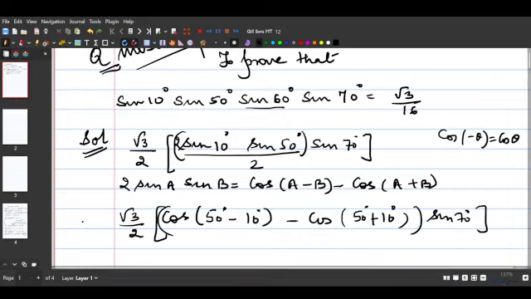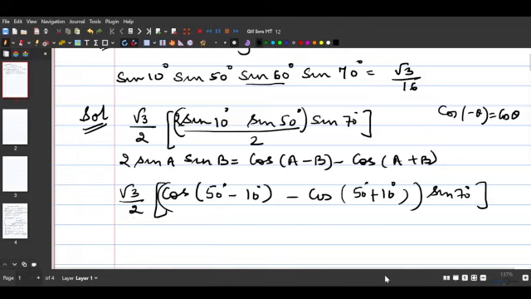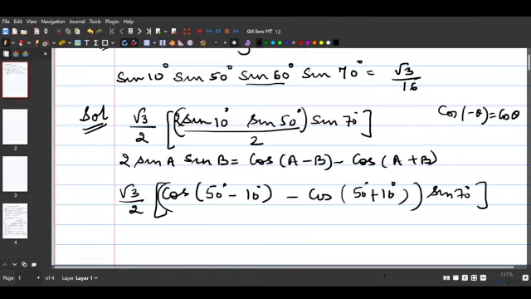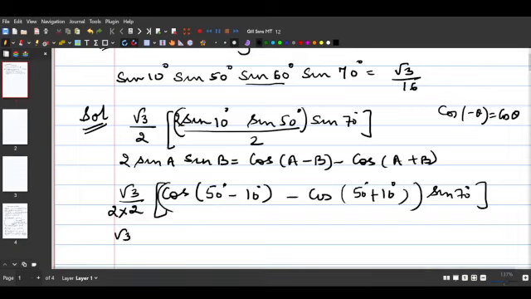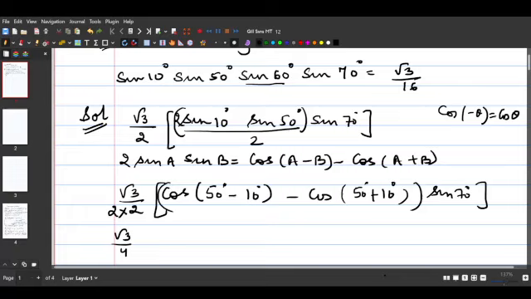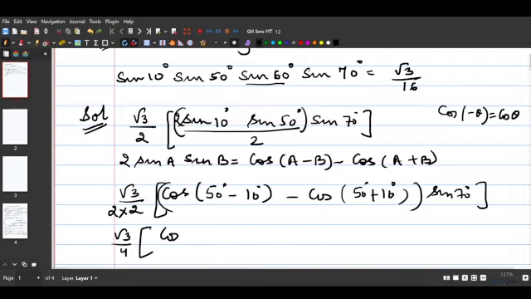We'll use it later. Now we can see that there is upon 2 still there, and that upon 2 I can take outside. This will become root 3 by 4. I hope you have understood. The 2 sine A sine B formula has come over here, and this upon 2 I have taken outside, and this is sine 70. It will become cos 40 degree minus cos 60. Outside we still have sine 70 degree.